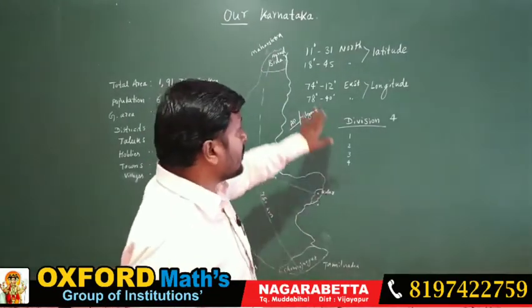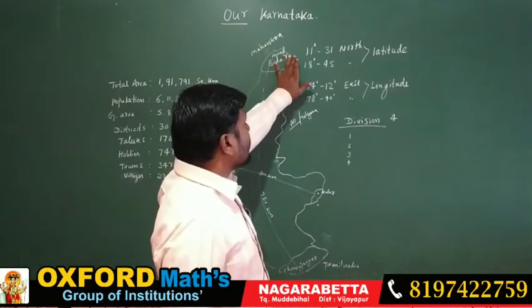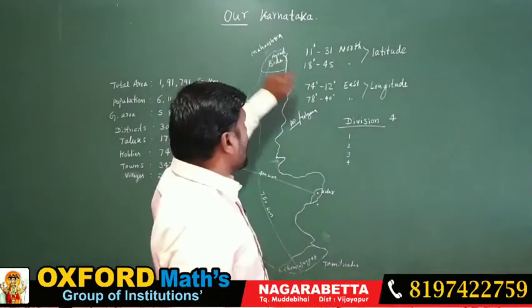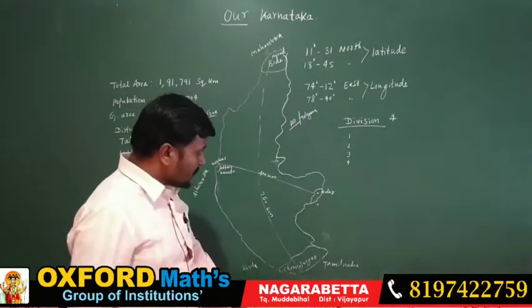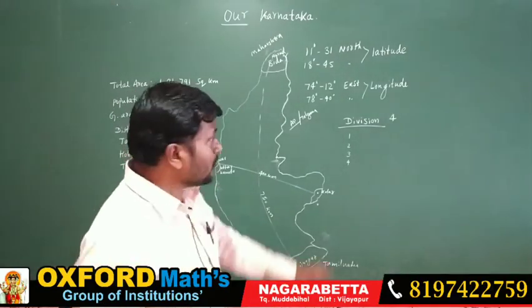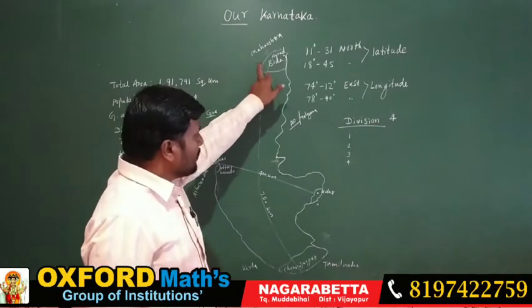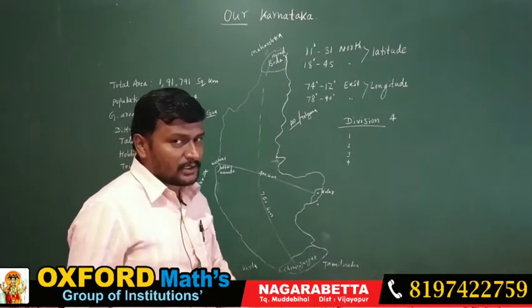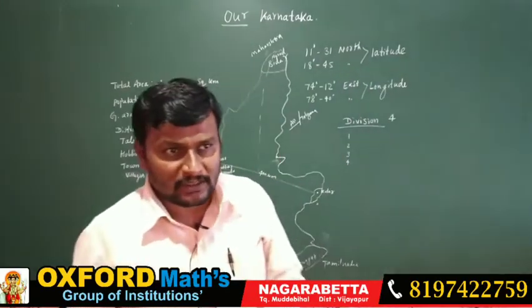The northern tip of Karnataka is Aurakalu, in Bidar district, and in the south it extends up to Chamarajanagar. The total distance from Aurakalu, Bidar to Chamarajanagar is 750 kilometers.